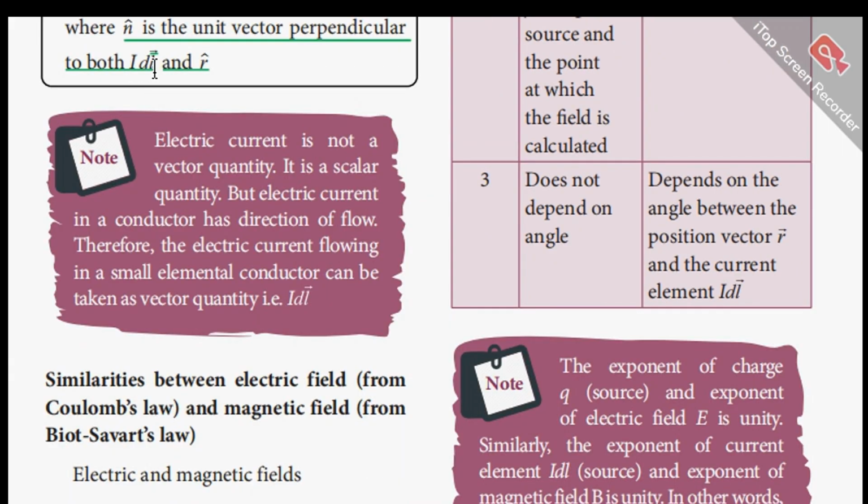Here we are using this I dl vector. Why is this denoted by a vector? That is because the electric current flowing in a small elemental conductor should be treated as a vector quantity, because the electric current in a conductor has a direction of flow. But strictly, the electric current is not a vector quantity, it is a scalar quantity.